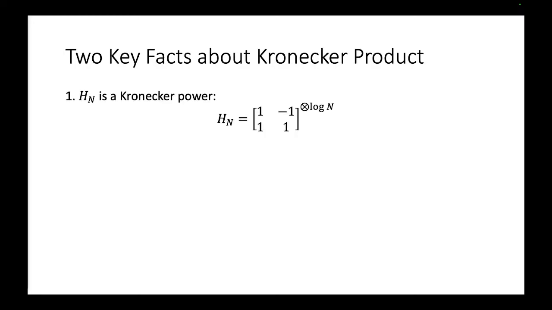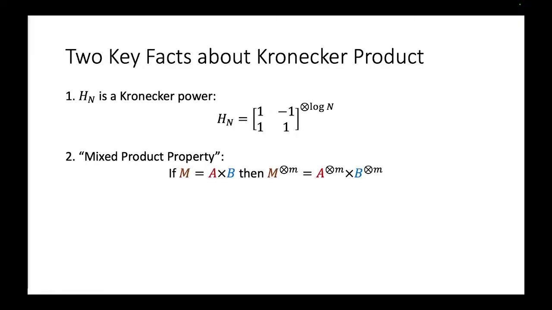The second is that the Kronecker product has a nice property called the mixed product property, of which this is a slightly special case. It says that if you have any matrix and you write it as a product, A times B, then the m-th Kronecker power of the matrix is also equal to the product of the m-th Kronecker power of A and the m-th Kronecker power of B. This is going to be very useful to us, but it's not a really deep fact with a hard proof. You just write out the definitions and check that it's true. But we're really going to make use of this.